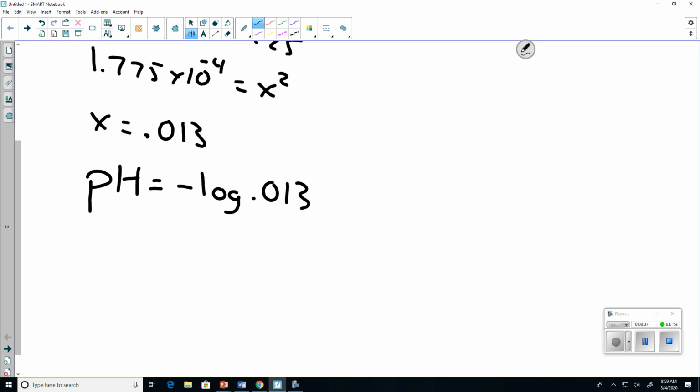Some students find it kind of confusing: hey, wait a minute, if I have HF, isn't that the acid? Well, yes and no. We identify it as the acid. However, what gives it its acidic properties is that H plus ion concentration. It's this part right here that's what makes the pH what it is.